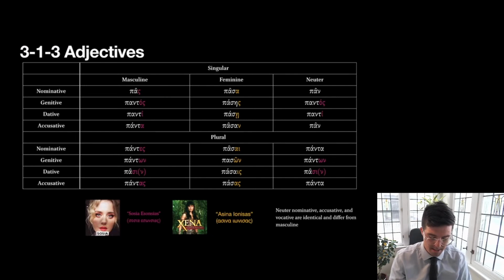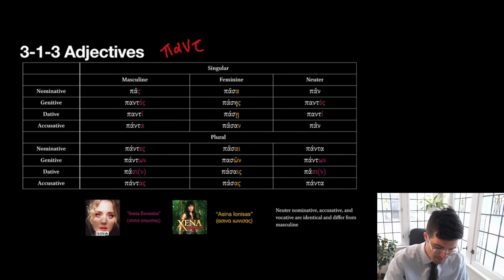So if we look at what this looks like, our prime example of a 3-1-3 adjective is going to be pās, pāsa, pan, the word for whole, all, or every. And you can see how the endings line up with our pās paradigm here in the masculine, so these endings are following the third declension. We, of course, as always in the third declension, have the most irregular forms in the nominative singular and in the dative plural.